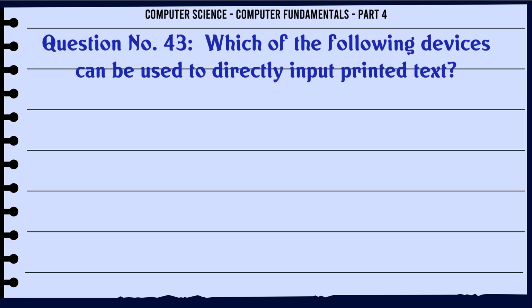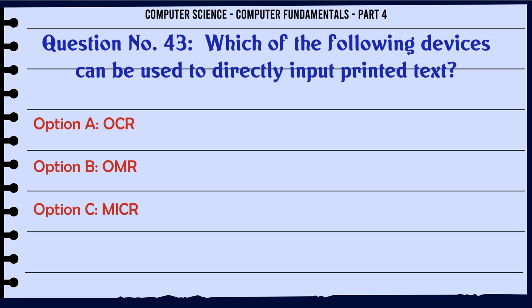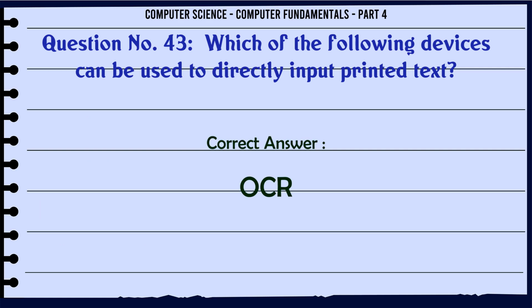Which of the following devices can be used to directly input printed text? A. OCR, B. OMR, C. Mic, D. All of the above. The correct answer is OCR.